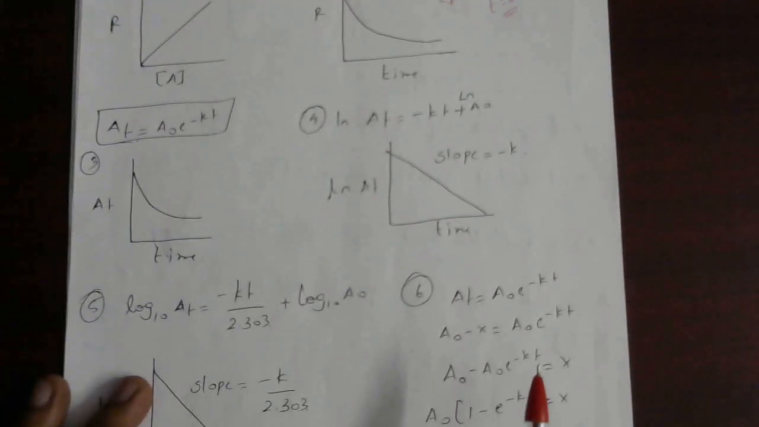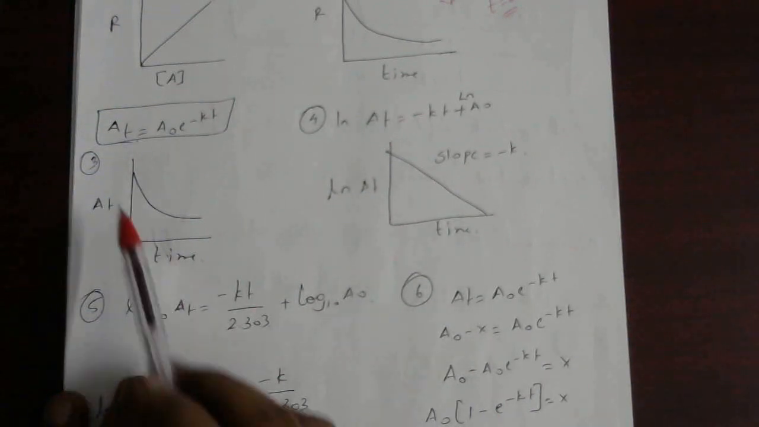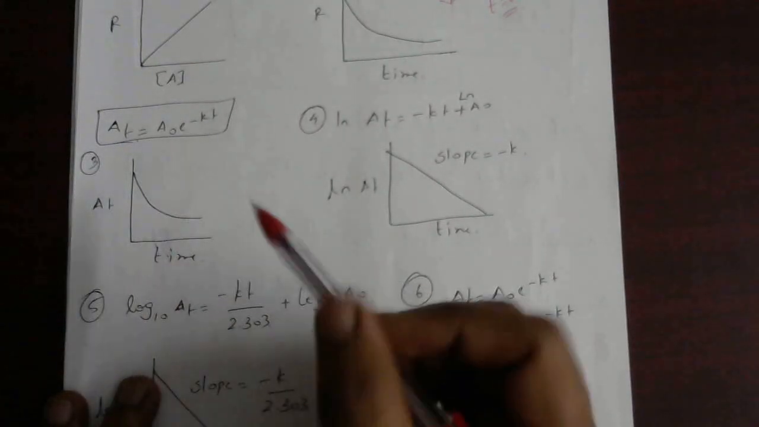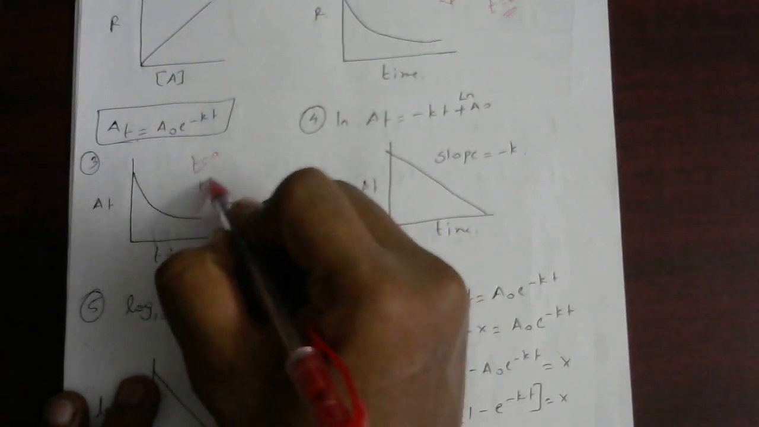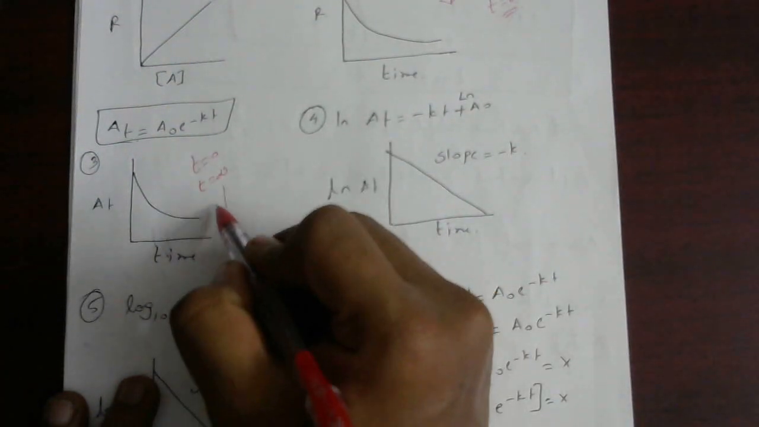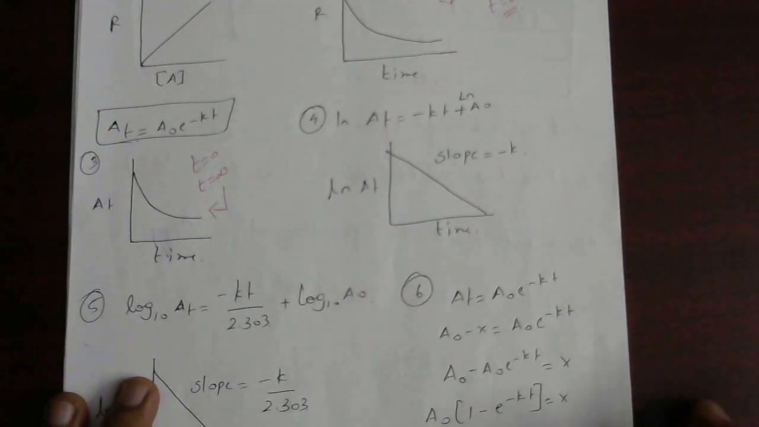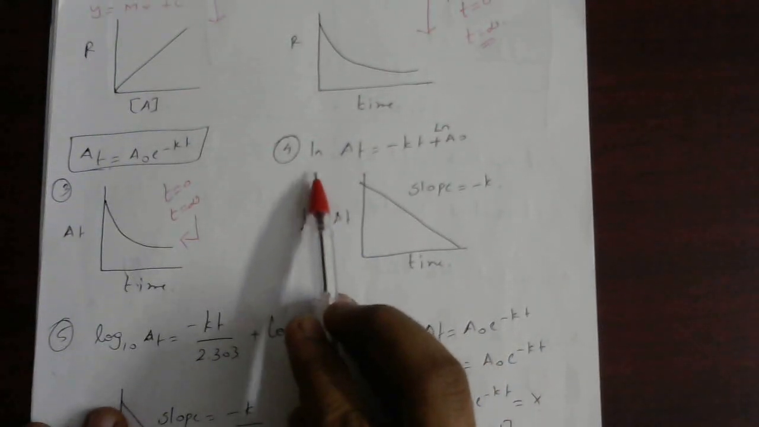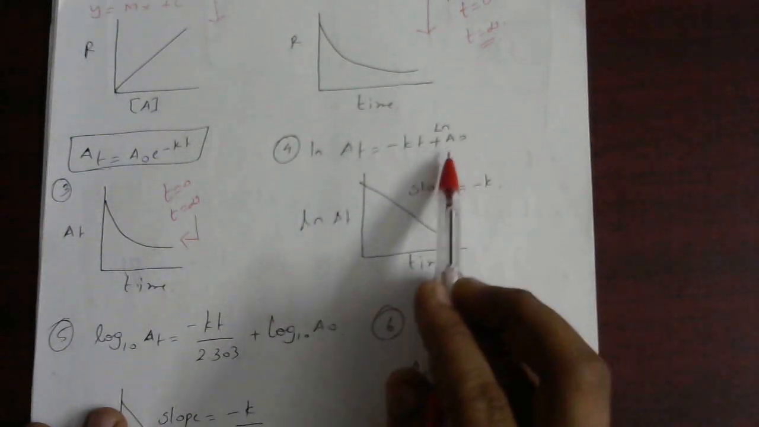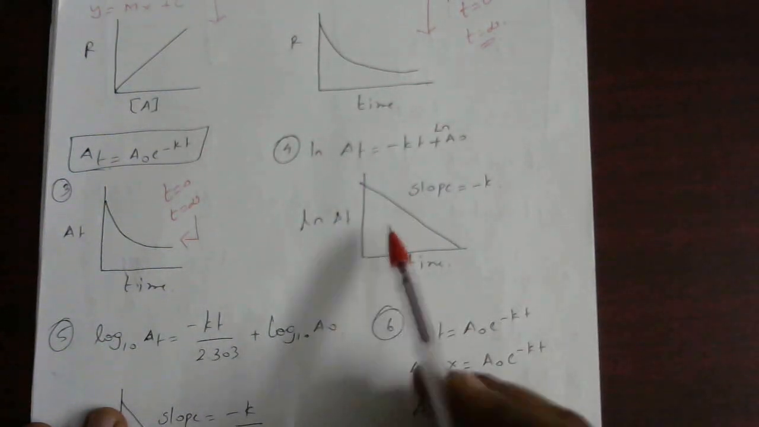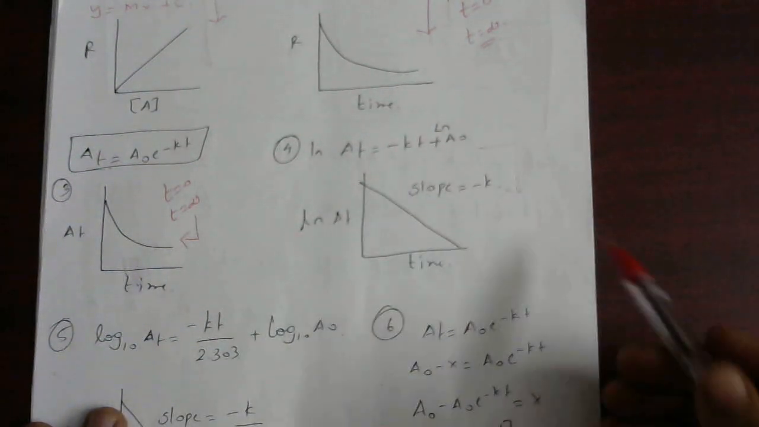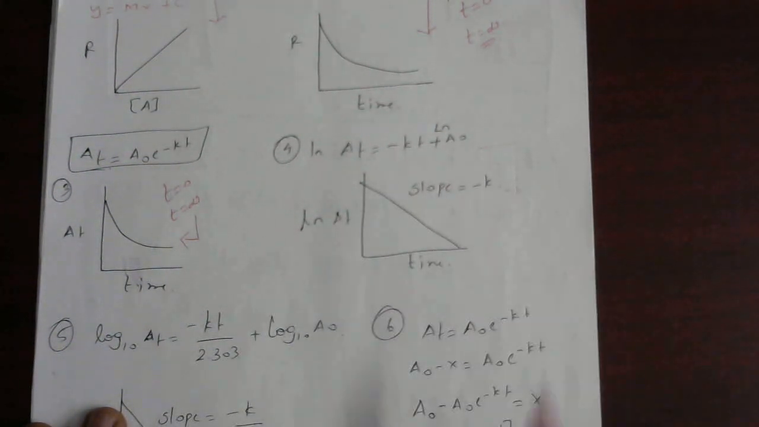Let me go to the third one. For the third one I have taken this particular top equation and drawn this graph. Same thing, try to put t equal to 0 and t equal to infinity, you will get the bottom graph. And with respect to natural log also I have taken ln At equal to minus kt plus ln A naught. So in this case also we are supposed to get something like this. Here also put the values.